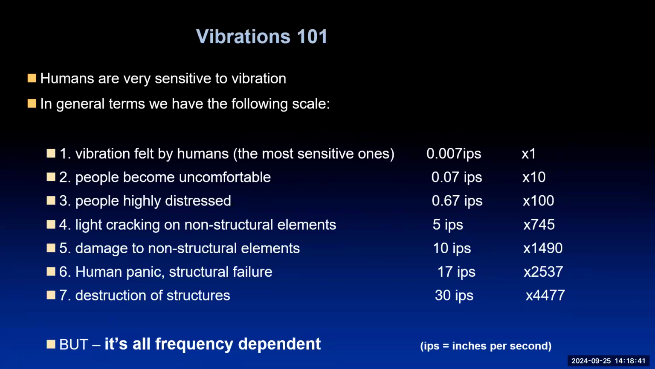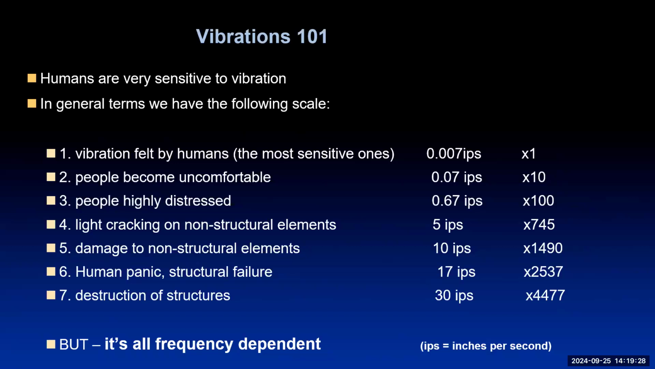And then level 4, we then move into what happens to a structure. Level 4 involves light cracking of non-structural elements of a structure. And there we have a limit which is approximately 5 inches per second. It's more complicated because it's frequency dependent, but that's 745 times larger than the most sensitive people just feeling a vibration. Level 5 is damage to non-structural elements, and that is 10 inches per second, which is nearly 1,500 times the threshold for human beings.